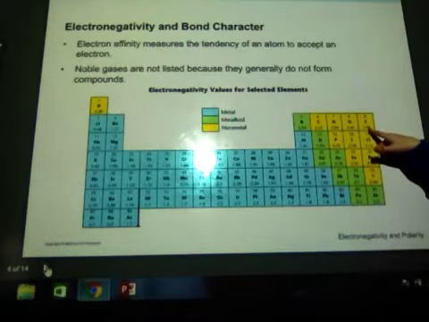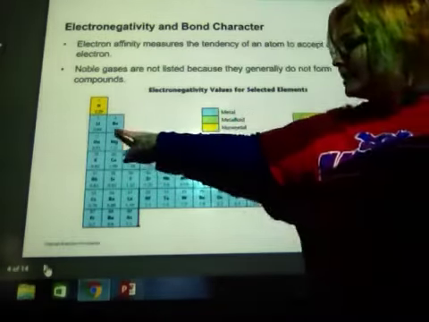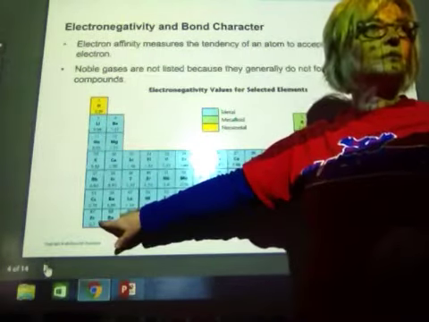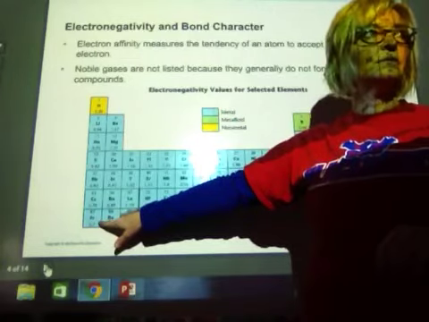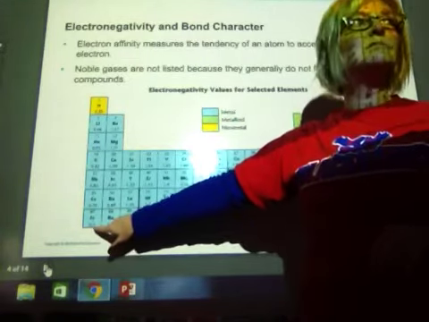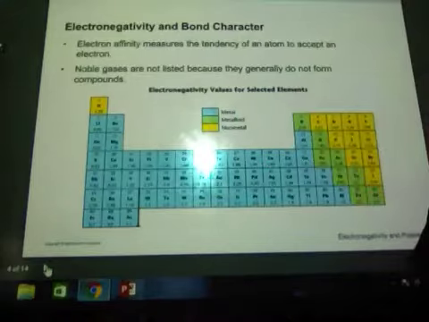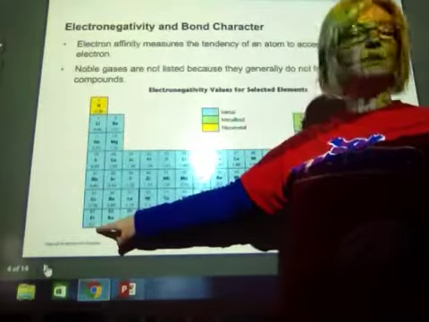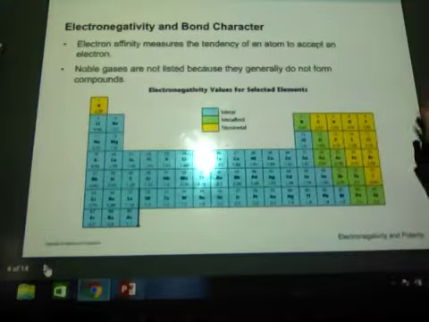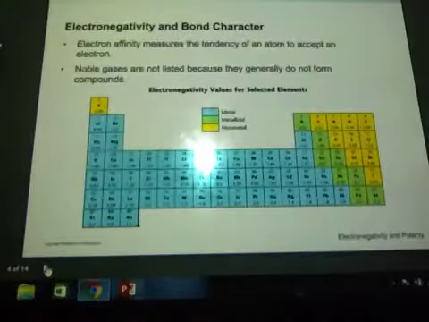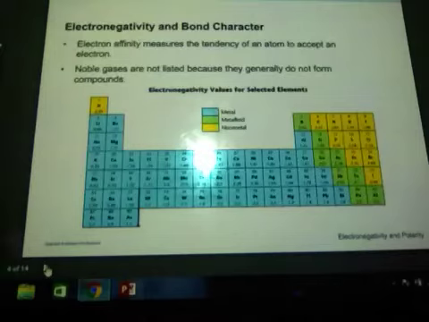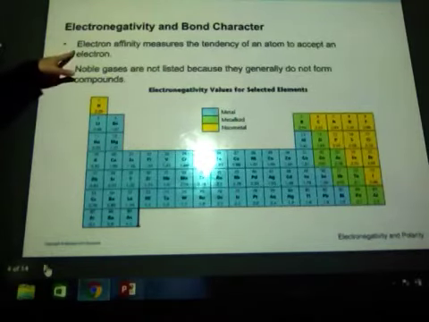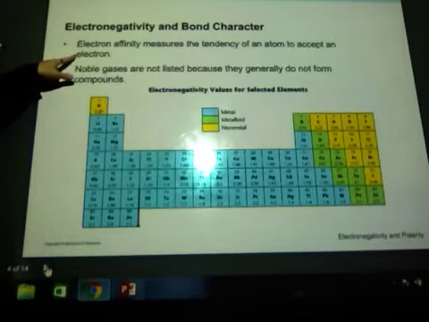If I look over here at my metals, francium is the most reactive metal. It has the smallest electronegativity number. So these are going to give up electrons very easily, and these are going to gain electrons very easily. And we talked about that a couple chapters ago. So electron affinity measures the tendency of an atom to accept an electron.